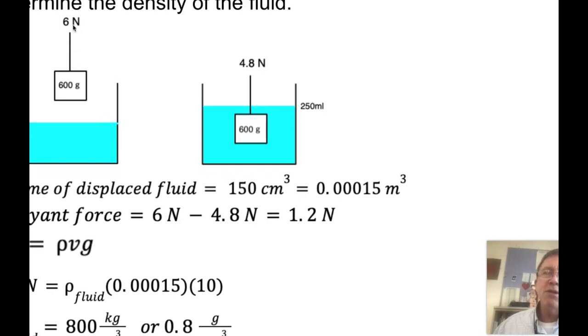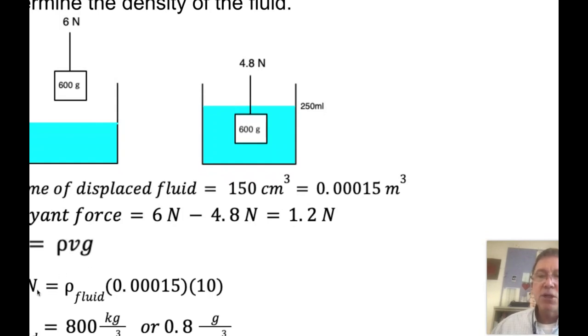If this was 6 newtons before it went in and it's 4.8 newtons now, the difference between that is the buoyant force. So the buoyant force in this case is 1.2 newtons, the difference between what the tension force was before I put it in and when it was submerged. Now I can use this equation.